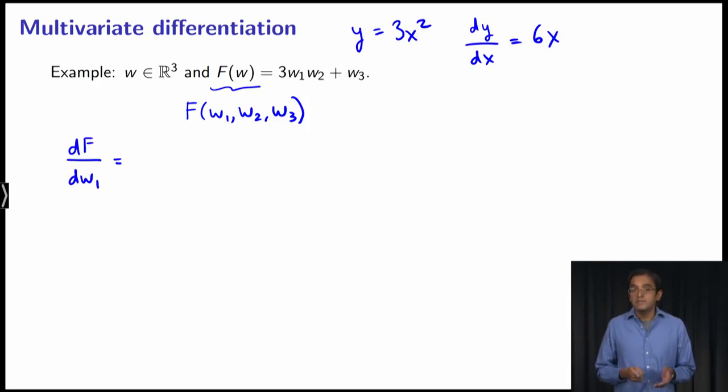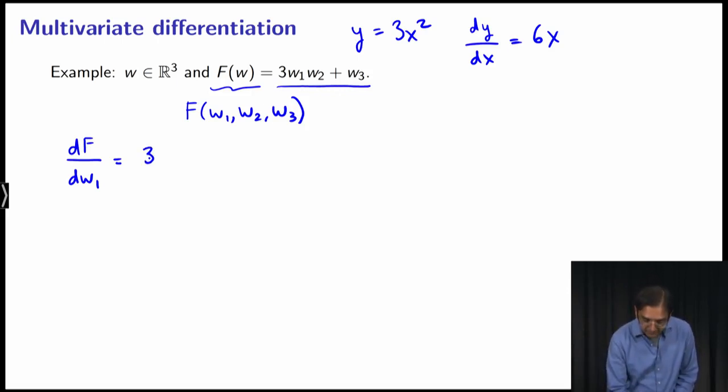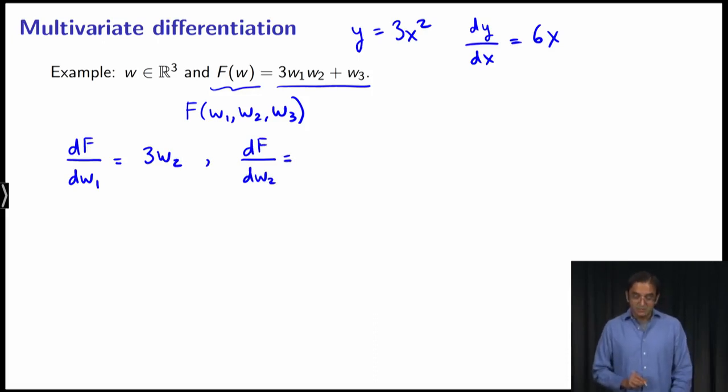When we're computing this derivative, what we do is we treat the other variables, w2 and w3, essentially as constants. Okay, so what do we get? What is the derivative of this expression over here? With respect to w1, it's just 3w2. Okay. Now let's take the derivative with respect to w2. Okay, what do we get? 3w1.